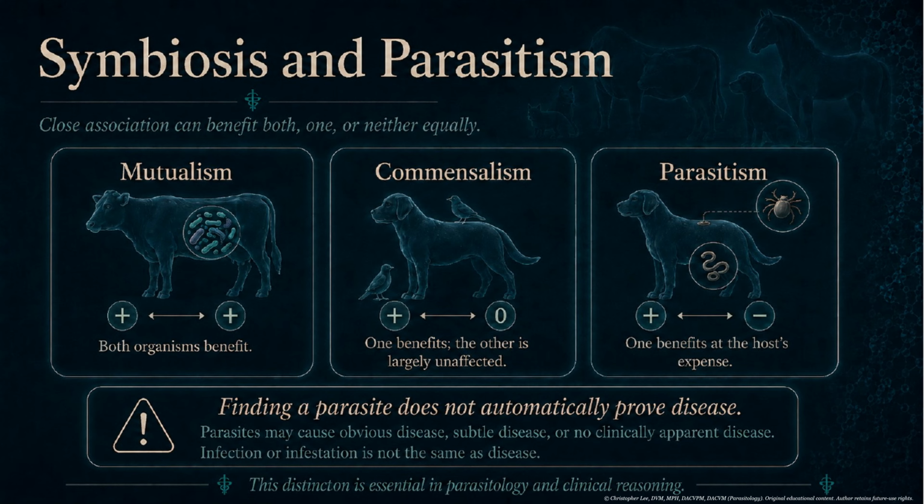Next, we need to talk about symbiosis. Symbiosis simply means that two organisms live in close association. That association can take several forms. In mutualism, both organisms benefit. In commensalism, one organism benefits while the other is not really meaningfully helped or harmed. In parasitism, one organism benefits at the expense of the other. That last category is our focus.